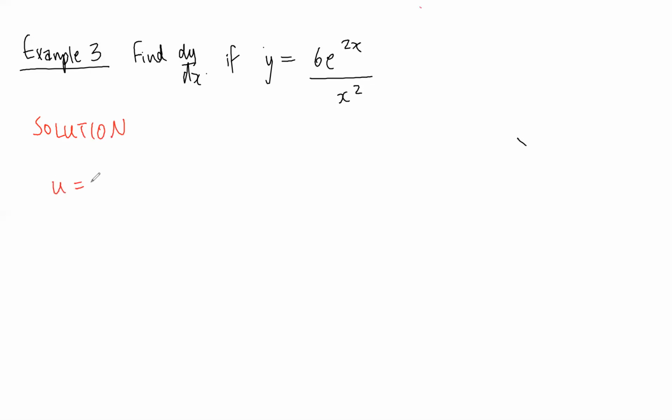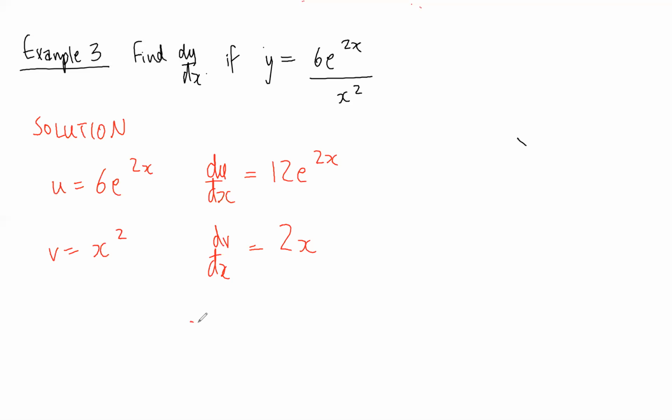Okay, so u equals 6e to the 2x, v equals x squared. So v has to be the denominator. It matters. So du by dx is 12e to the 2x, and dv by dx is 2x. So put it together, dy by dx. Okay, so this time it matters.